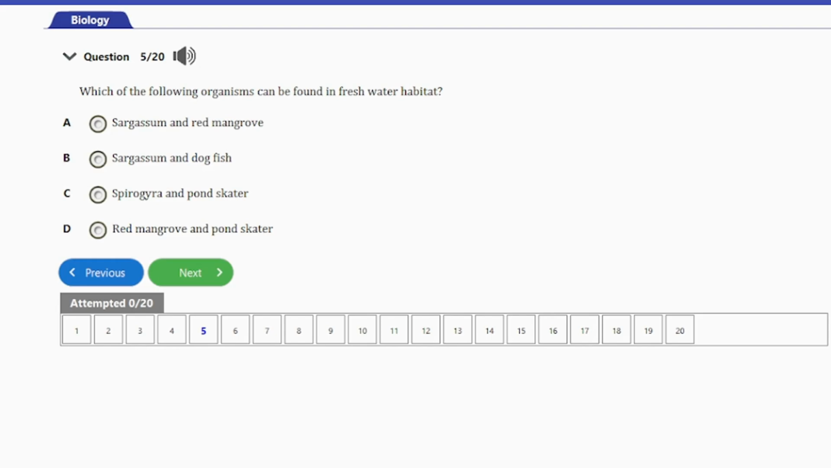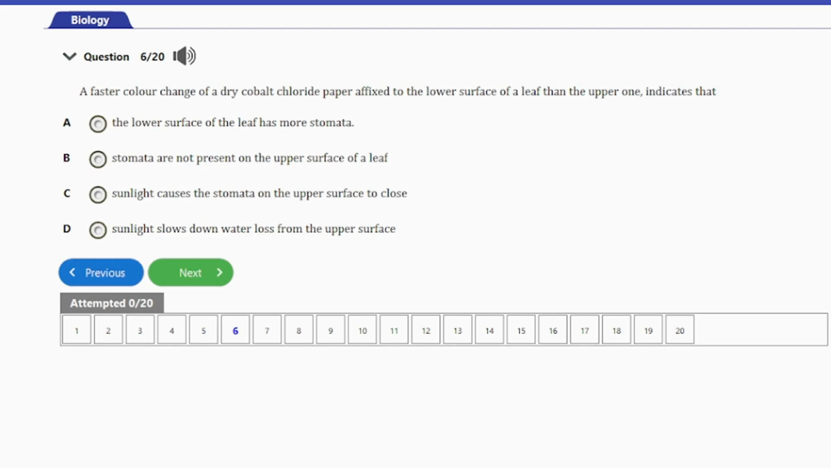Question number 5 says, which of the following organisms can be found in freshwater habitats? A, sargassum and red mangrove, B, sargassum and dogfish, C, spirogyra and pond skater, D, red mangrove and pond skater. The answer to this question is option C, and that's spirogyra and pond skater. So let's consider the next question.